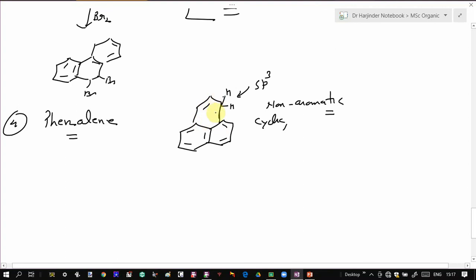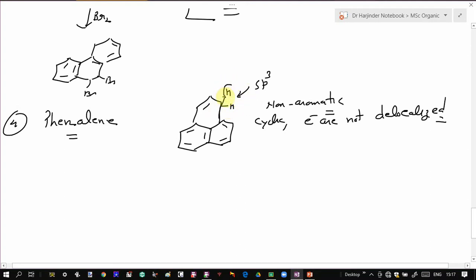The electrons are not completely delocalized. This carbon is sp3 hybridized, so delocalization of electrons is blocked over here. This is a cyclic structure, but electrons are not delocalized. The delocalization of electrons is interrupted over here. So this is a non-aromatic compound. There is no complete delocalization.